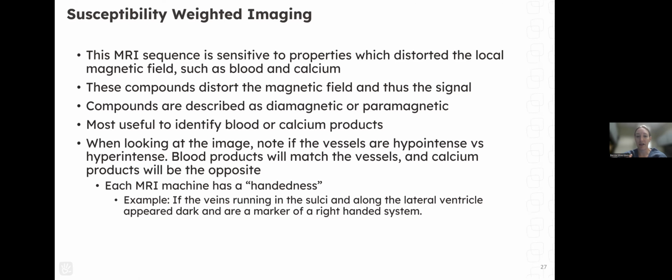Always look at kind of the blood vessels. So every machine will have what's called a handedness, and you only can determine the handedness of the machine by looking at the SWI imaging. If you have a right hand machine, the vessels will be bright, and so therefore blood will also be bright, versus calcium will be dark. Versus if you were to have a left-handed machine, your vessels will be dark, blood will be dark, and calcium will be bright.